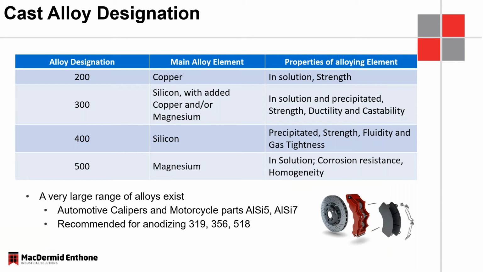There's a lot of brake components that use the 300 series. Now with the EV battery boxes, there are also some automotive OEMs who have chosen cast aluminum for these battery boxes.